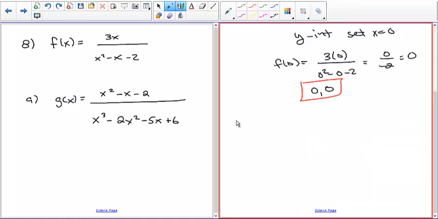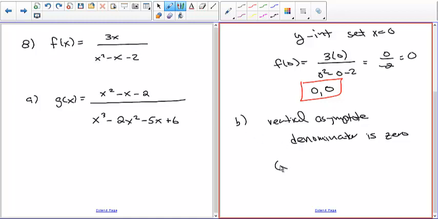Vertical and horizontal asymptotes. So the vertical asymptote is when the denominator equals 0, as long as the numerator is not 0 at the same value. In this case, when you have a quadratic, you're going to factor it. So we're going to take the unfactored version and see if we can factor it.